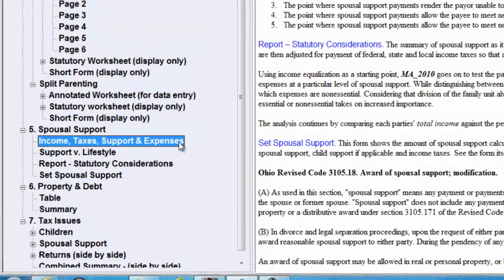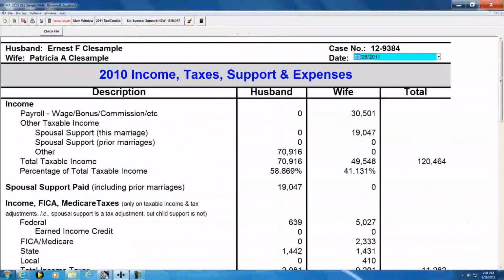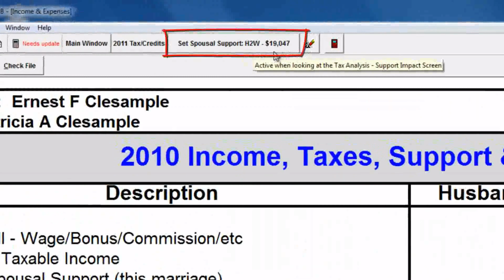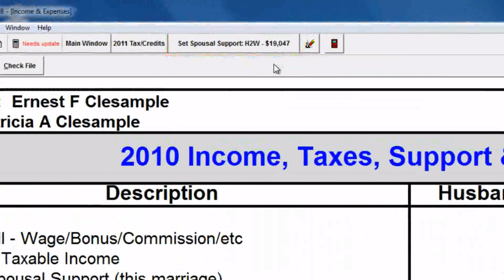It summarizes the party's income, the taxes, support, and expenses based on the amount of spousal support, which is shown here at the top where my mouse is on the Set Spousal Support button. Calling your attention to that button, you probably noticed during this video that as I started the file, and you enter the husband's income, the spousal support will be calculated at a certain amount. Then as you enter more financial information, the wife's income information, for example, the amount will change.